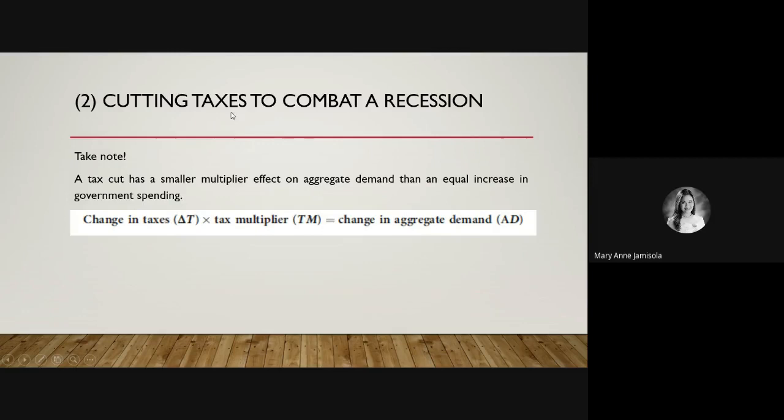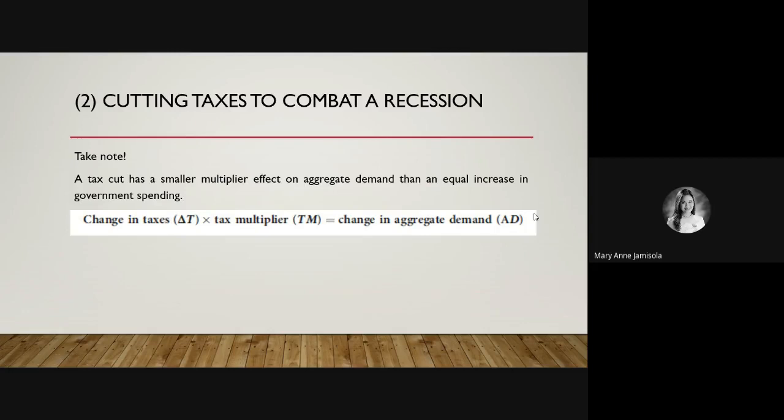So, for the increase in government spending, we discussed the spending multiplier; for taxes, we have the tax multiplier. And take note, the multiplier effect of tax cuts is smaller as compared to the increase in government spending. Therefore, for example, earlier we increased government spending by 1 trillion. If we cut taxes by the same amount of 1 trillion, the multiplier effect is not the same as earlier. So, it has a different effect even though the amount of change is the same.